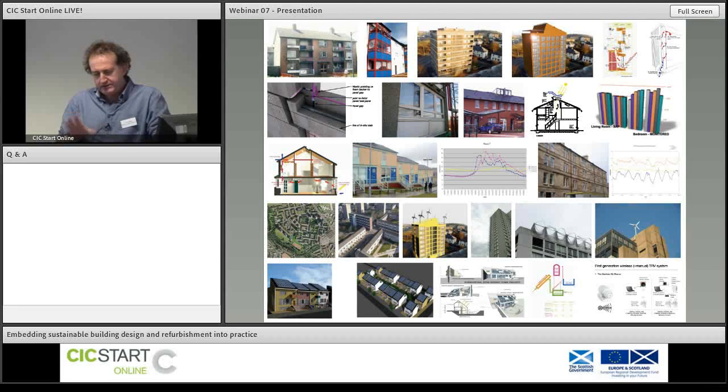We wanted to do this project with an architect who was doing work in this particular area. So I'm going to hand over now to John Gilbert, who's going to talk about his rationale for being involved in this.